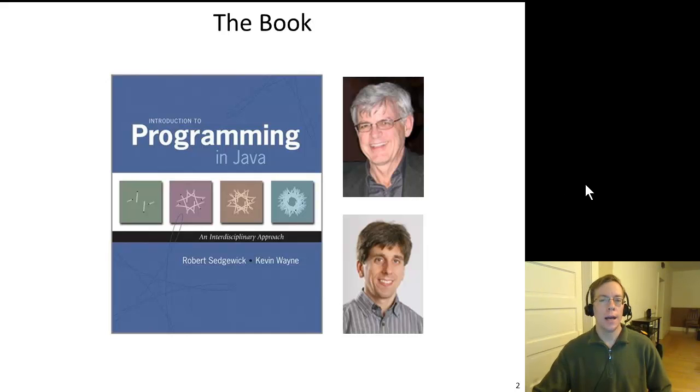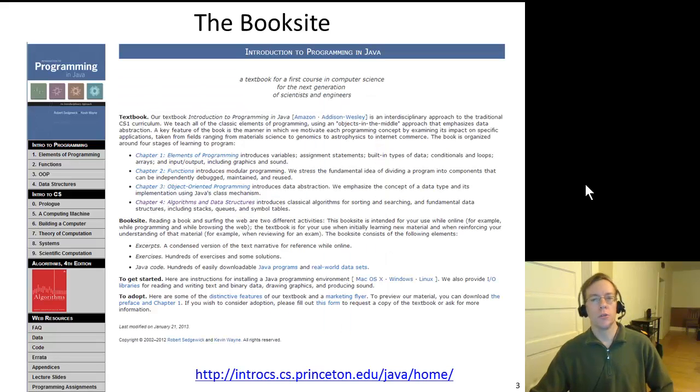In addition to the physical print book, the Princeton guys also have an online book site, and the book site has additional exercises, some additional information about the different sections and background, and interesting tidbits about the different sections. The URL is at the bottom of the page here, so you might want to go check out the book site as well as the textbook.